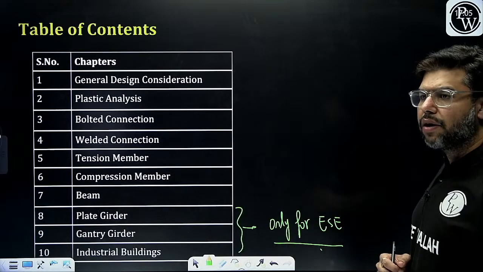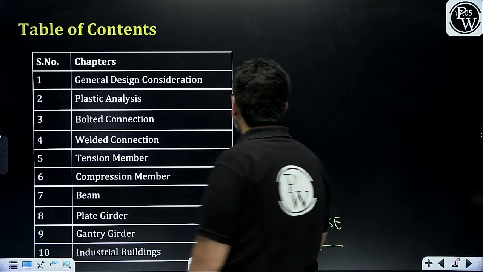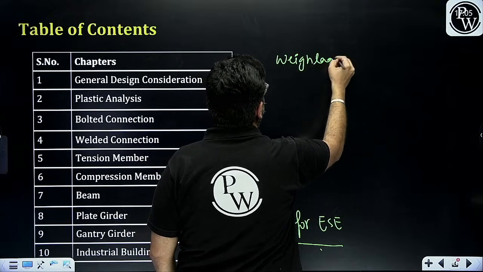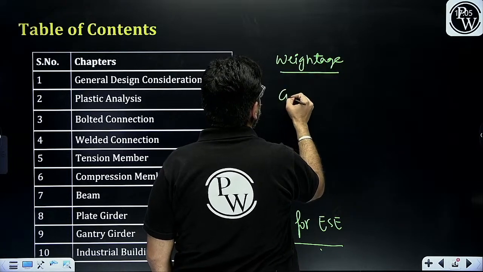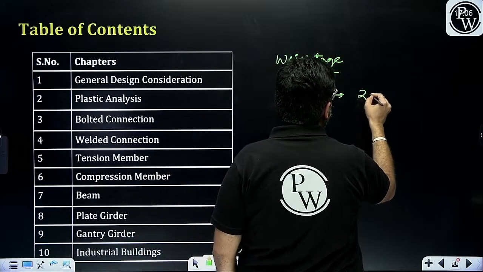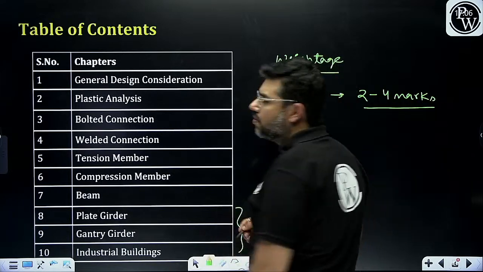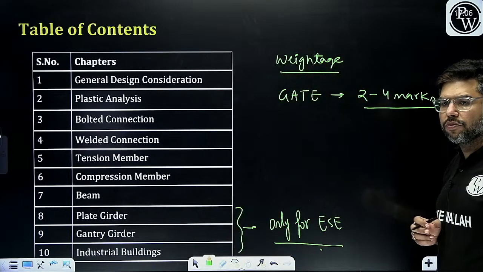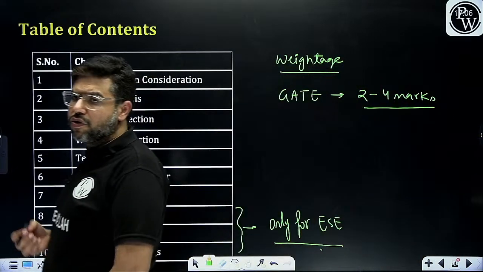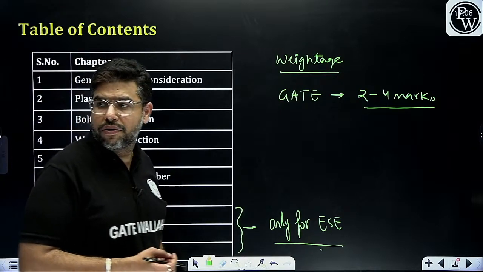What I was saying is, in GATE, what are the important topics that you need? First of all, see the weightage in GATE. The weightage of steel is very less, around 2 to 4 marks only. In some years, there was not a single question asked from design of steel. In the last year, if you see the first set of GATE, there was no question on steel structure.